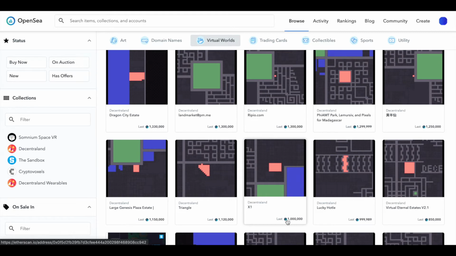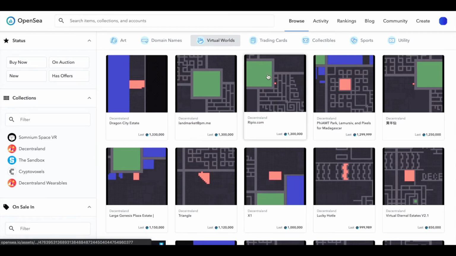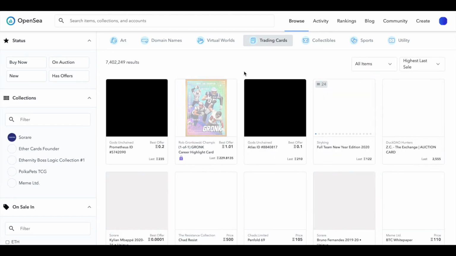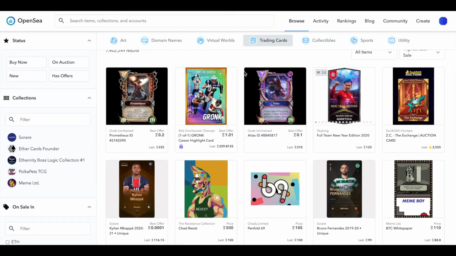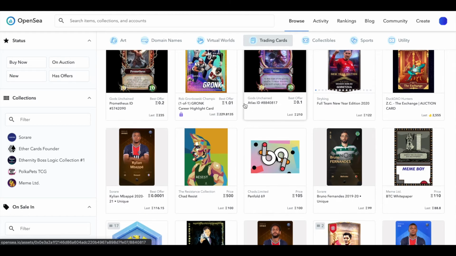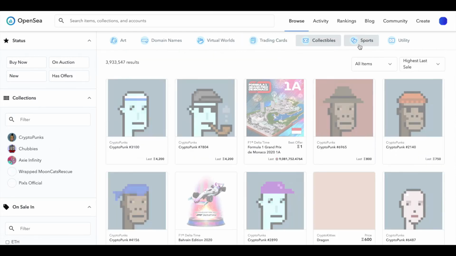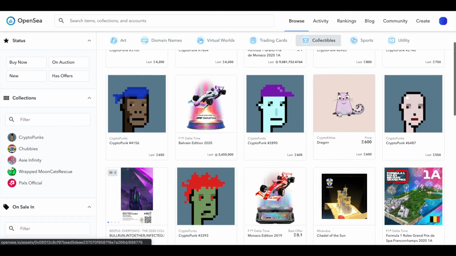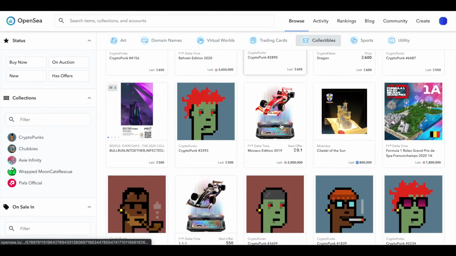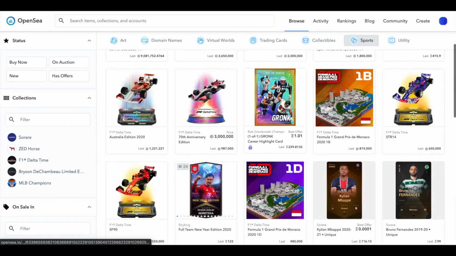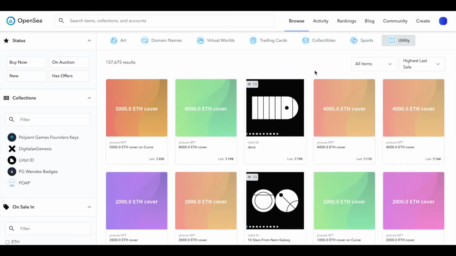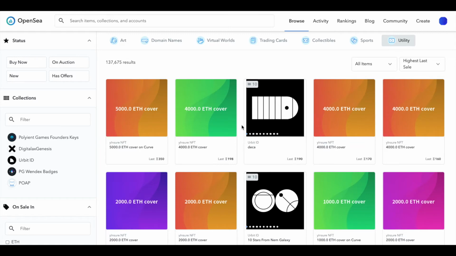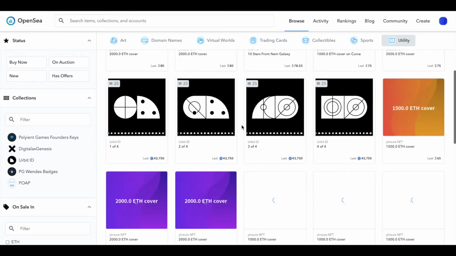These prices are denominated in MANA, which is the currency of Decentraland. MANA is just under $1 right now, so this is probably a little under $1 million for this block of land. Then you have your trading cards. And these are trading cards usually authorized by specific companies or characters. And you have your collectibles, such as the CryptoPunks, CryptoKitties, which I showed you earlier, sport-related items, so F1, football, and so on. And then utility gathers up everything else, and names and different covers, and I'm not really sure what these are, to be honest.